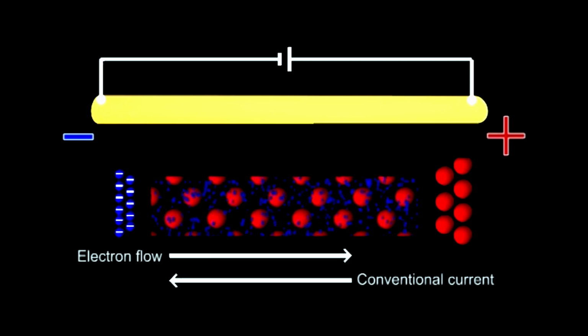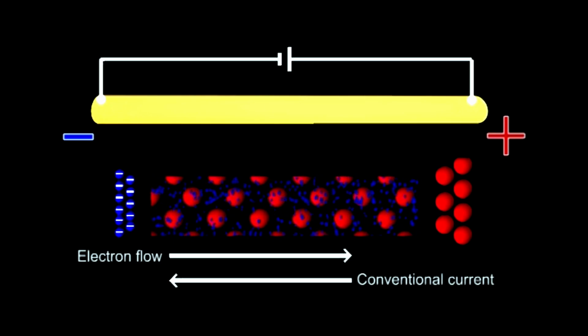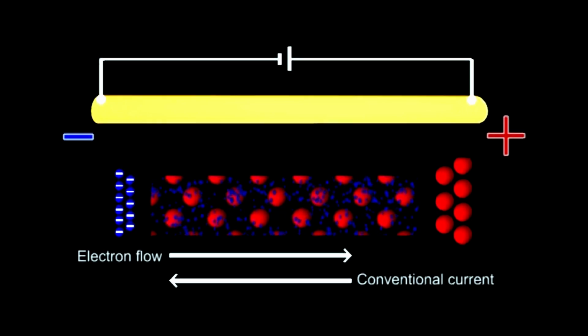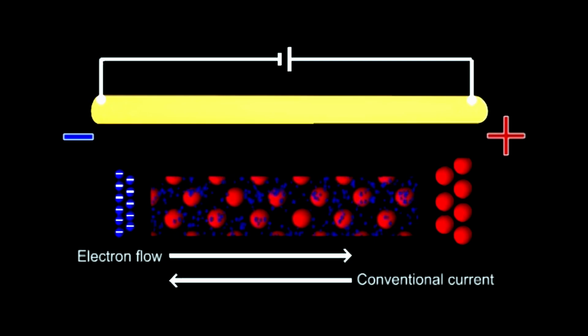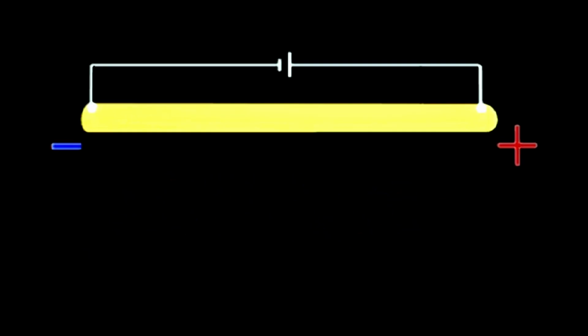You could argue that the atoms without electrons have got holes in them, so they're actually flowing from right to left. But nonetheless, the conventional current is from right to left, from positive to negative, electron flow from negative to positive. And for the rest of this program, we'll be using conventional current flow to explain what's going on.